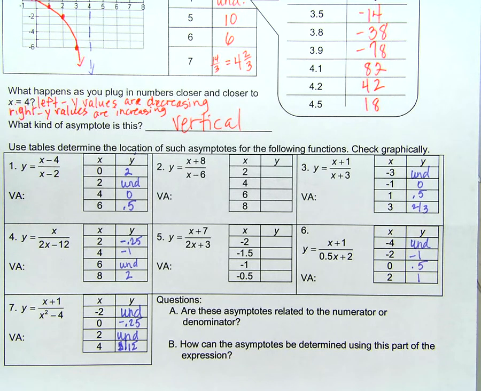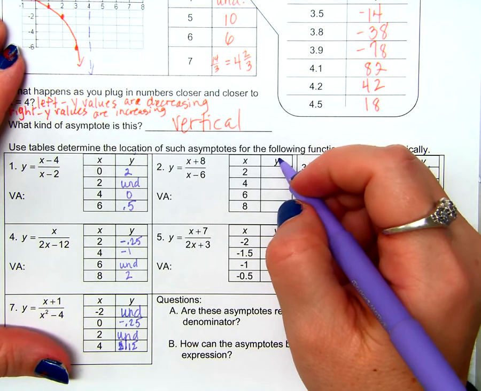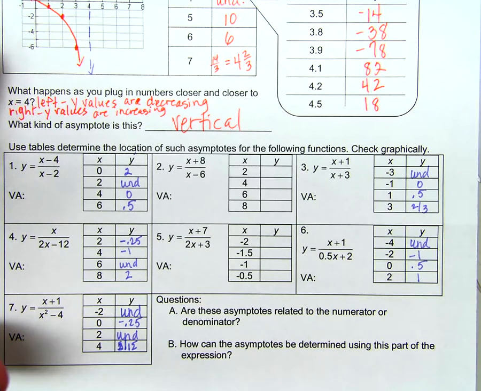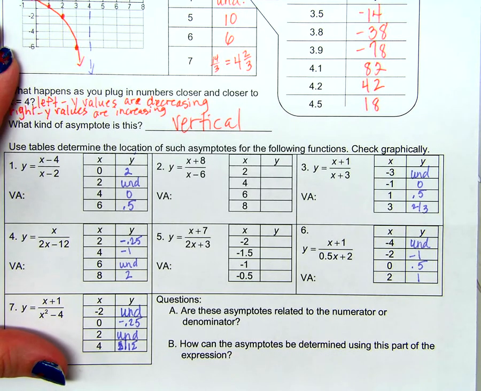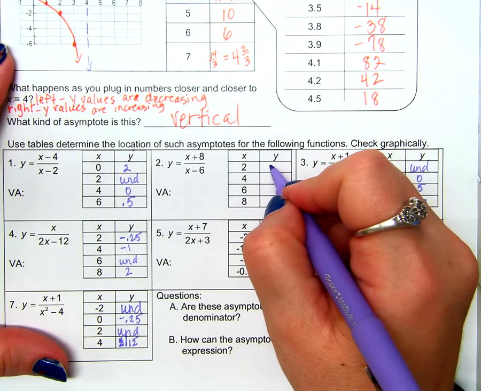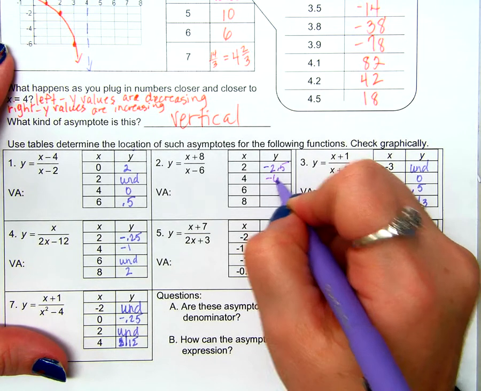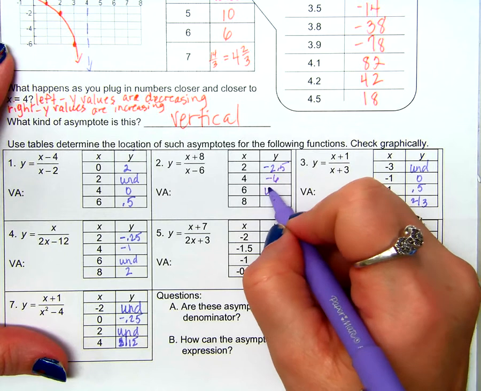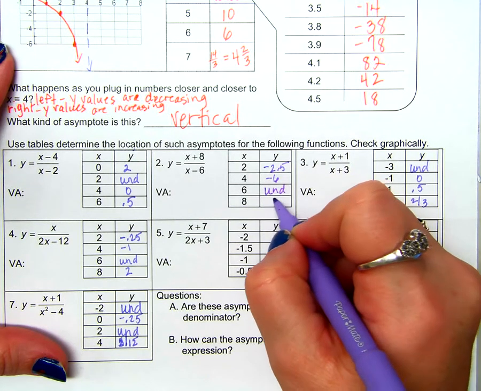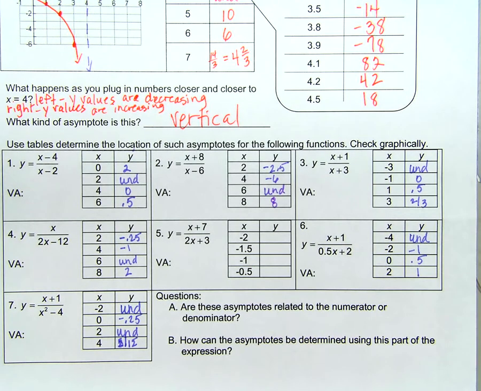I got 2. Read me 2. Okay. 2 is negative 2.5. 4 is negative 6. 6 is undefined. And 8 is 8. Okay. Somebody who hasn't done one yet, please, number 5. I'll do it. Thank you.